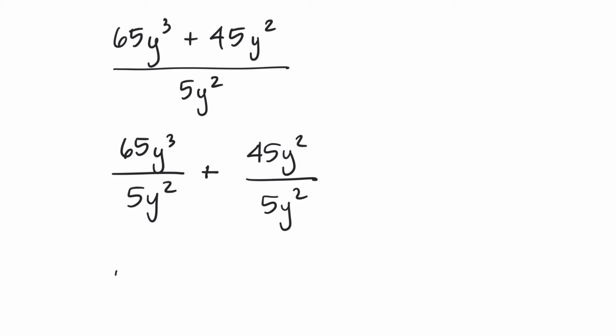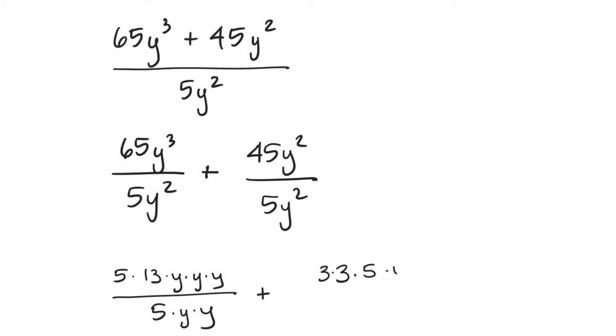So we can write the prime factorization for each of these. So this would be 5 times 13 times y times y times y over 5 times y times y, plus 3 times 3 times 5 times y times y over 5 times y times y. And then just go ahead and cancel. So this 5 and this 5 will cancel, become 1 over 1. This y and this y will cancel, this y and this y. Now we've canceled everything we can on the left-hand side. We'll cancel everything on the right. So this 5 and this 5, this y and this y, this y and that y.